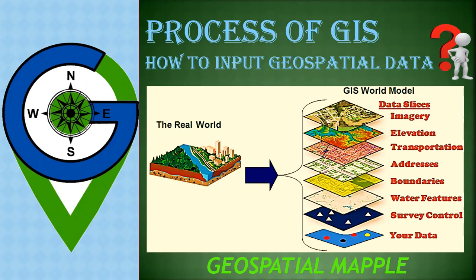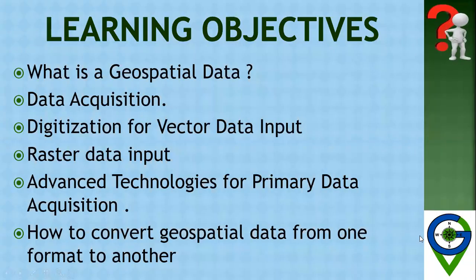So today's lecture topic is the process of GIS: how to input geospatial data in GIS. The learning objectives include what is geospatial data, data acquisition, digitization for vector data input, raster data input, advanced technologies for primary data acquisition, and how to convert geospatial data from one format to another format. So let's begin our lecture.